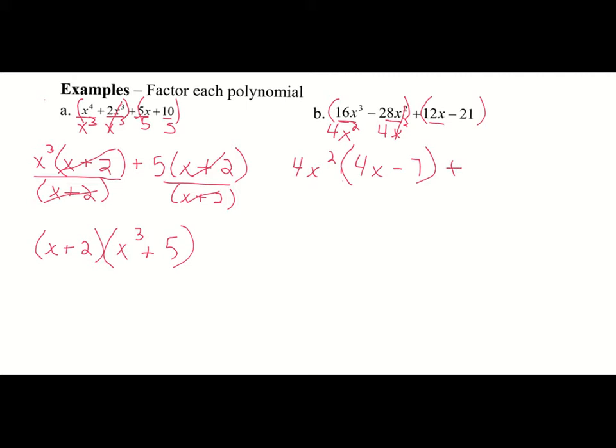12x and 21. I think my greatest common factor there is going to be a 3. So that will be my 3 on the outside. 12x divided by 3 is 4x, and 21 divided by 3 is 7. Again, I have 2 terms here, but I have a common term of 4x minus 7. So I'm going to factor one more time, and I'm going to factor out the 4x minus 7.